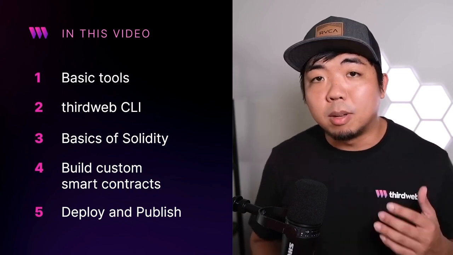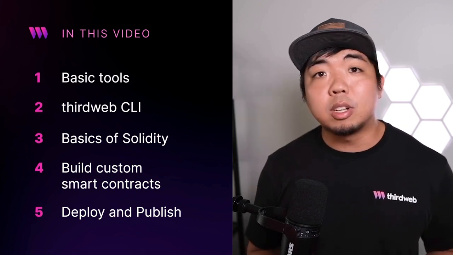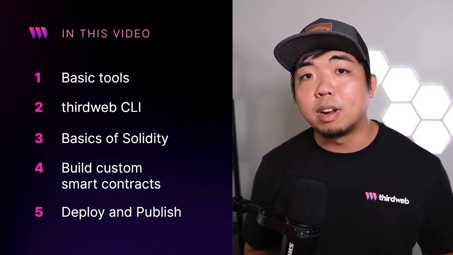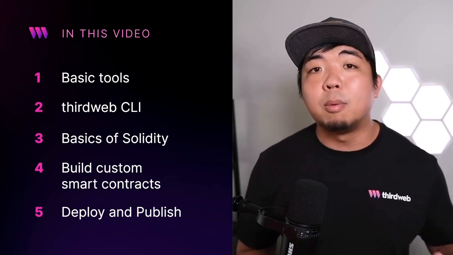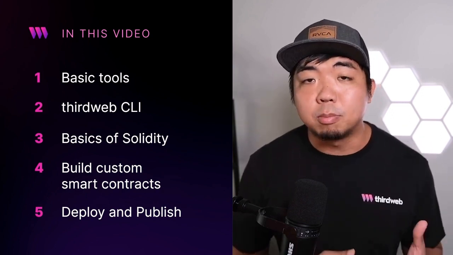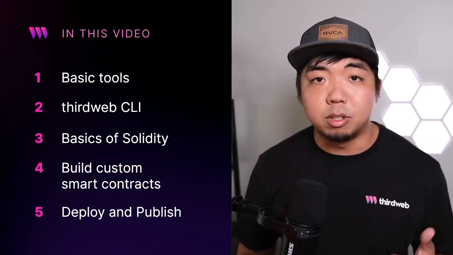We'll then also cover something called Publish, which is a cool feature that we offer at Third Web, which allows you to publish your contract, allowing others to deploy that contract with one click. Similar to how we have pre-built contracts in the Explore page, you can build your very own pre-built contracts and allow others to deploy them too.